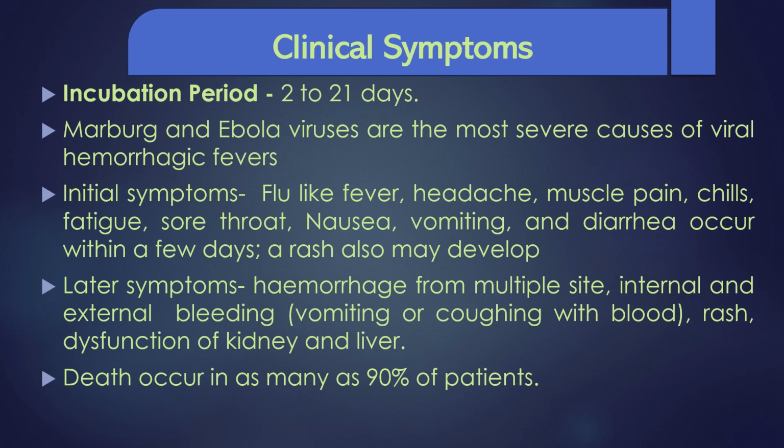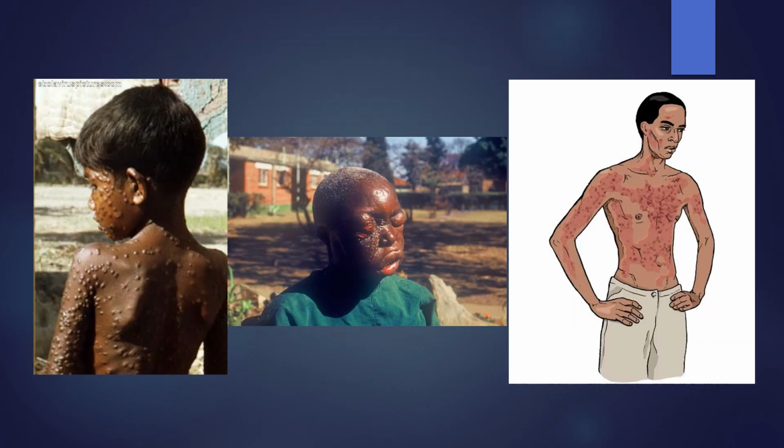Later symptoms found in the infected person are the hemorrhagic conditions from multiple internal organs, that is, internal and external bleeding, vomiting or coughing with blood, rash, and dysfunction of the kidney and liver are also seen. Death occurs in as many as 90% of the infected patients. This is how an infected person looks, with the external bleeding and also multiple rashes all over the body.